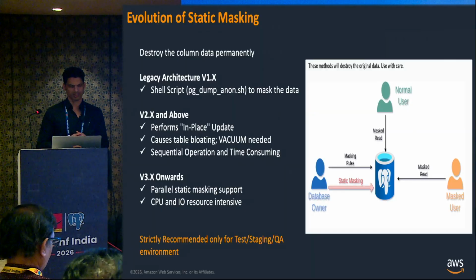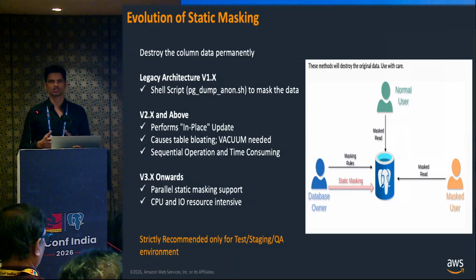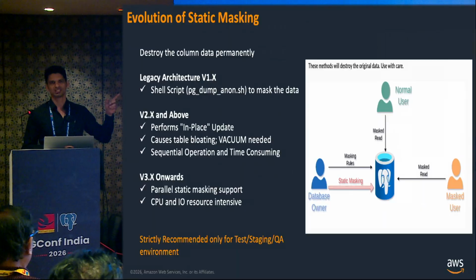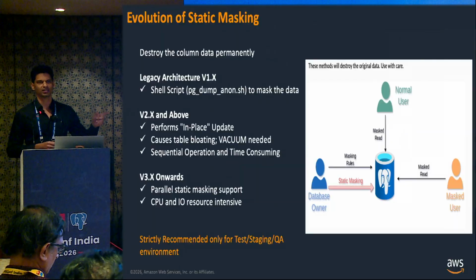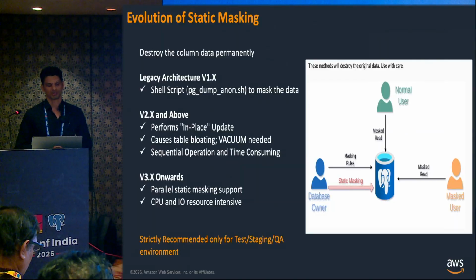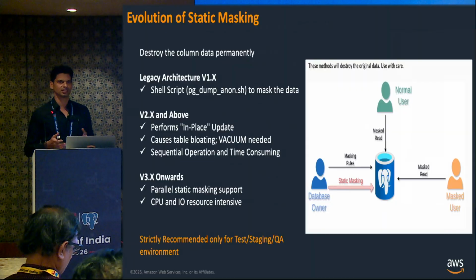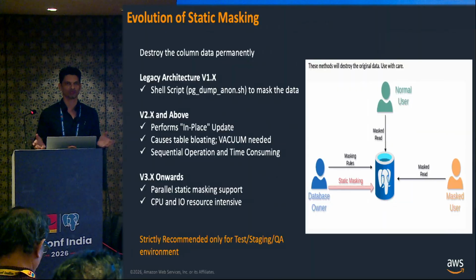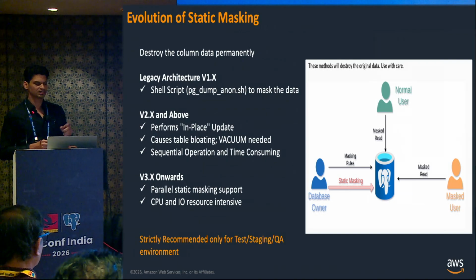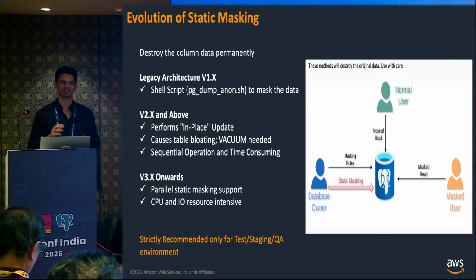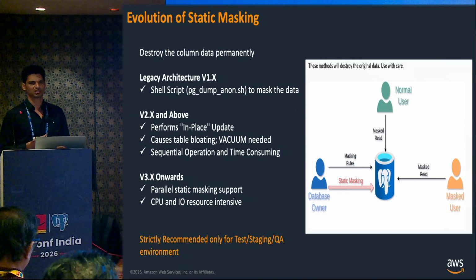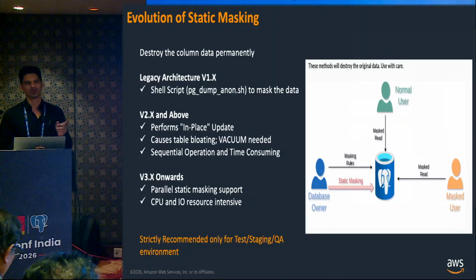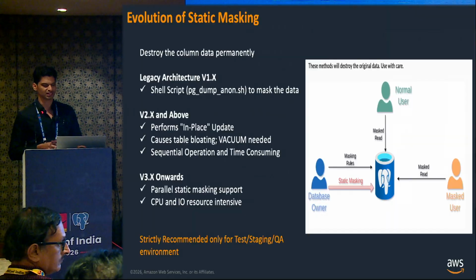It is a sequential operation too, and it is time consuming because version 2 never supported parallel processing. But version 3, which was released just a month back, supports parallel processing. When you start the static masking, it can happen on more than one table at a time. It is CPU and resource intensive, so you have to be very careful using this. It is not advised to use in a production database. It is better to disable this feature in the production database. It is recommended to use it only in a test database where you want to anonymize the data.